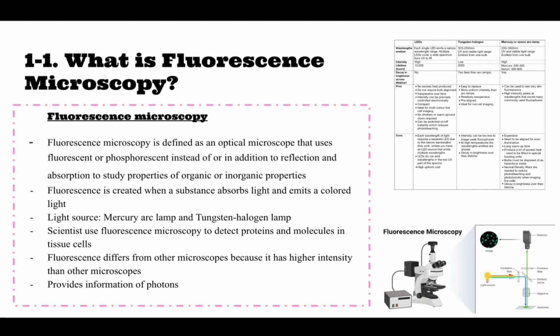Fluorescence differs from other microscopes because it has higher intensity. As you can see in your top right corner, there is a mercury or xenon arc lamp, which has the highest intensity compared to the tungsten halogen and the LEDs. Here are some pros and cons of using each light source. And then also, fluorescence microscopy provides information on photons.